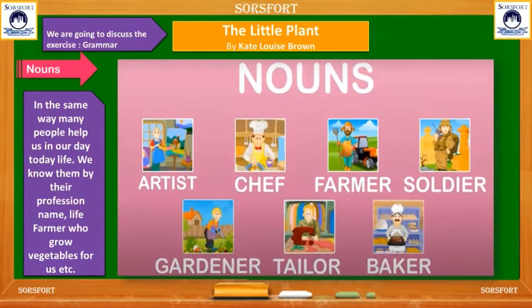In a similar way, many people help us in our day-to-day life. We know them by their profession names, like farmer, who grows vegetables for us. So we call him farmer. Who cooks food in restaurants? We call them chef. Who draws pictures, who paints? We call him artist. Like that, we have so many society helpers. Their names: soldiers, gardeners, tailors, bakers.